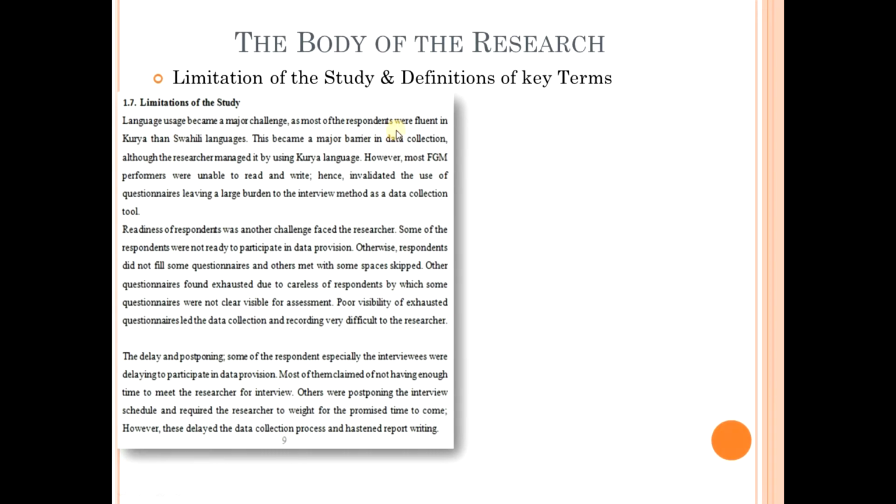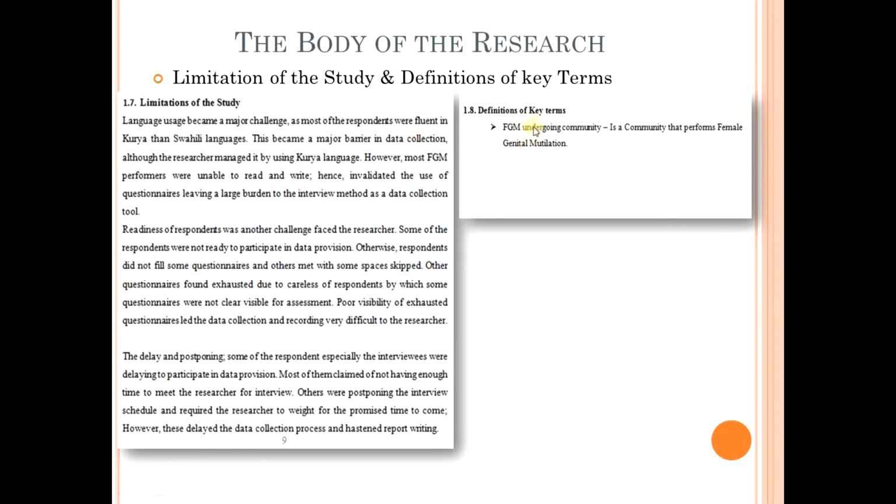Limitations of the study and the definition of key terms. The limitations of the study show how the research encountered some limitations or drawbacks during its conduction. Here you have to explain what challenges you met when you were conducting such research. But most of the guidelines exclude the economic challenge; they prefer to speak about other challenges, but economic challenge is not accepted.